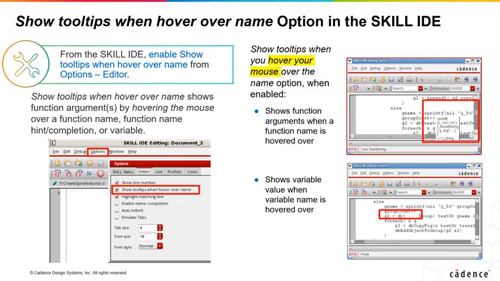When you use the Show Tooltips when hover over Name option, it will allow you to show function arguments by hovering the mouse over the function name. It'll give hint completion for any function name you are typing, or will show you the values of the variable. So in order to enable it, you select Options Editor from the pull down in the Skill IDE. The Options form will come up with the Editor tab selected, and then what you will do is select Show Tooltips when hover over Name.